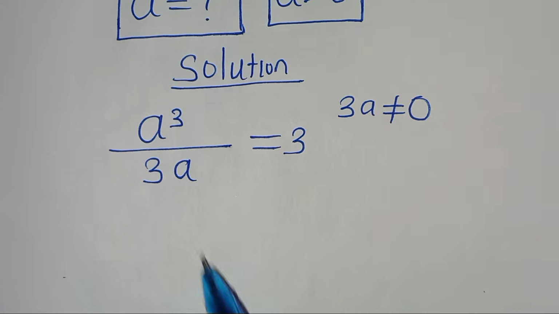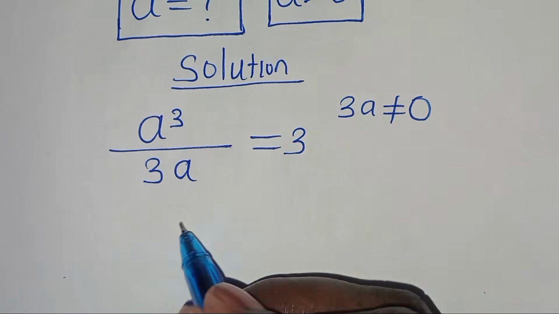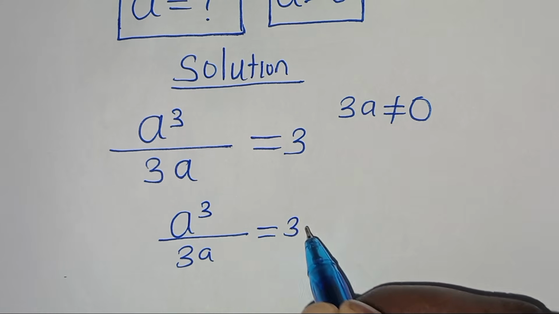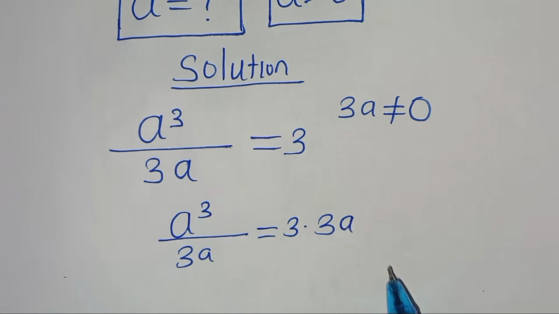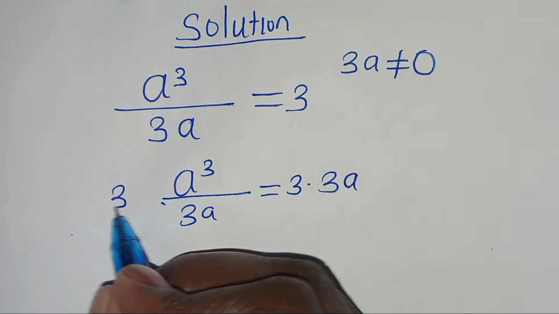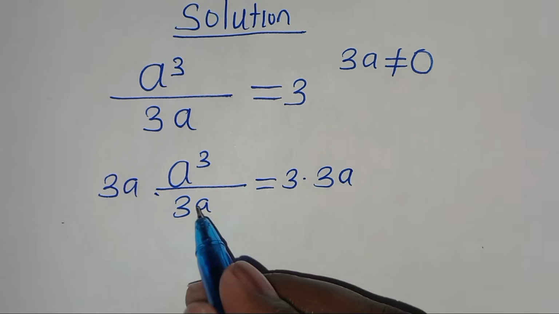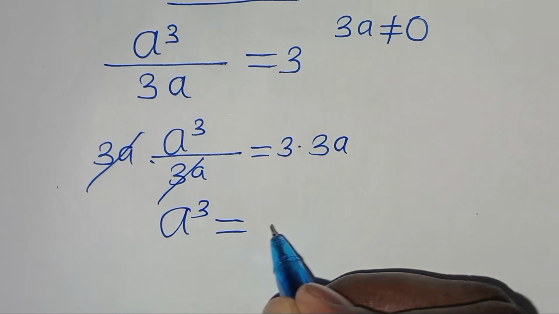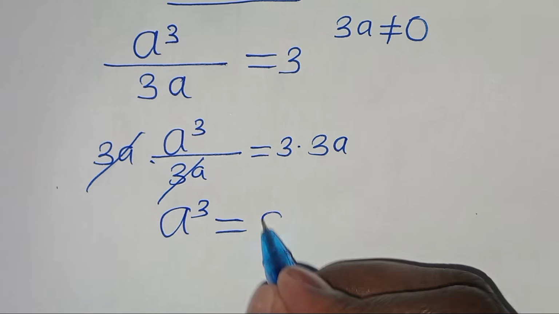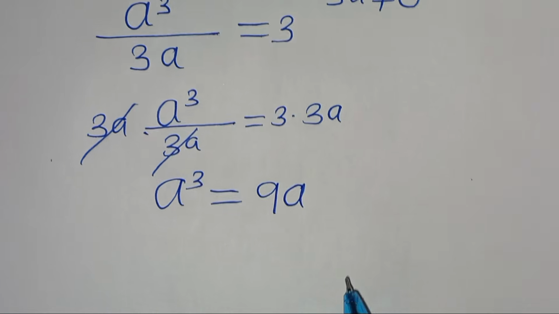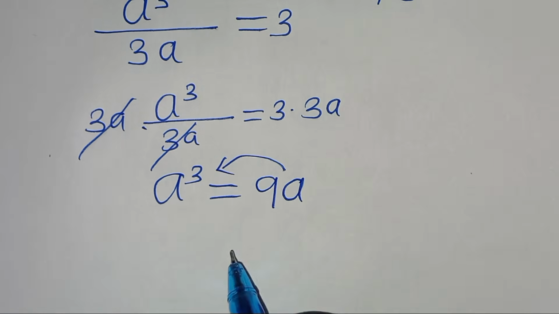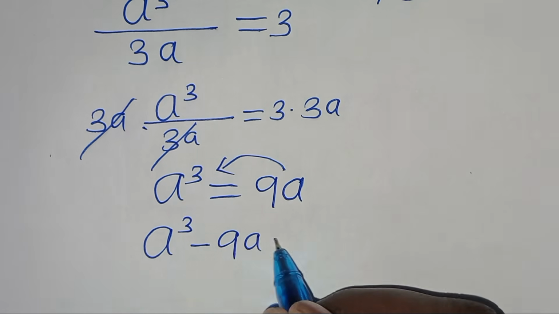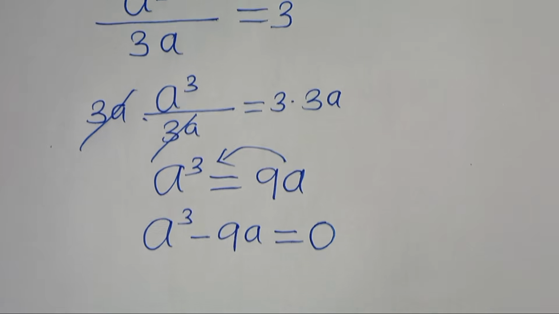Now, in this case, let's multiply both sides by 3a. So let's simplify 3a and 3a here. So a to the power of 3 is equal to 3 times 3a, this is 9a. Let's take 9a to the left hand side so that we have a to the power of 3 minus 9a equal to 0.